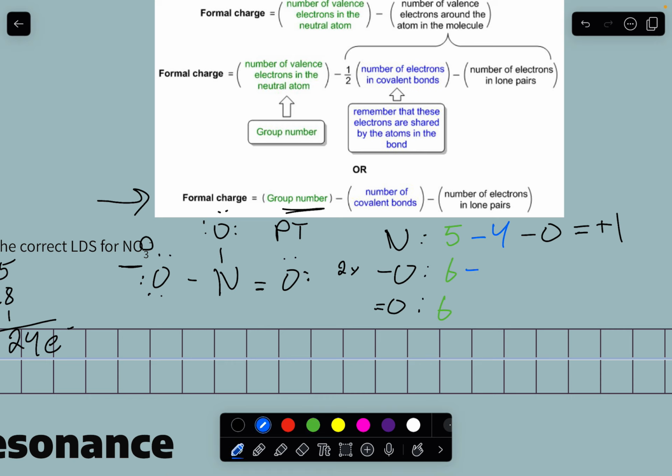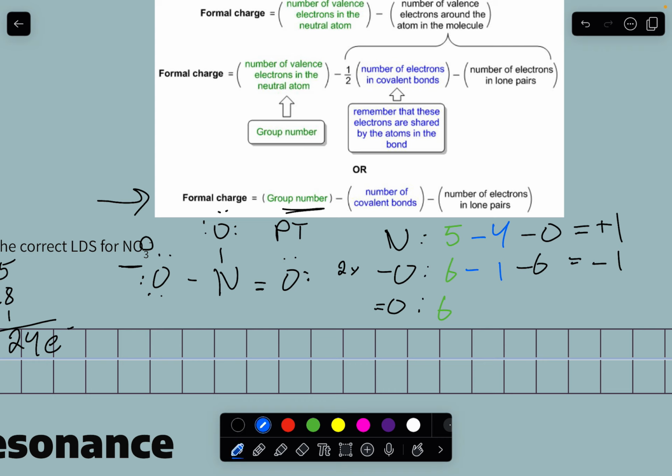Okay, for the single bonded oxygen, number of covalent bonds, we only have 1 there, so minus 1. And the number of electrons in lone pairs. Okay, so this is going to be our individual electrons. We have 1, 2, 3, 4, 5, 6. So minus 6 gives us a minus 1 charge overall.